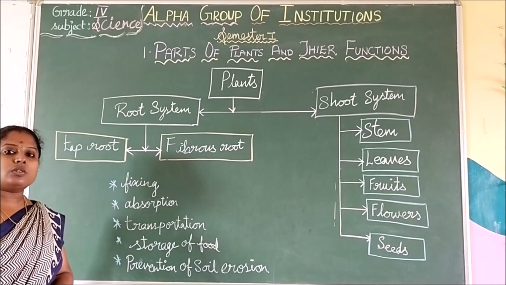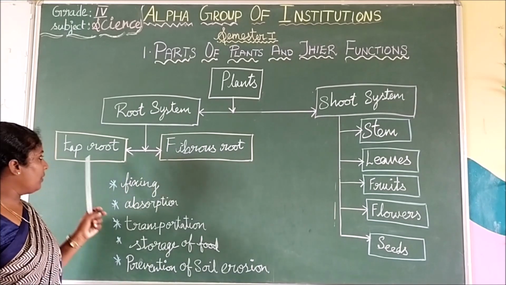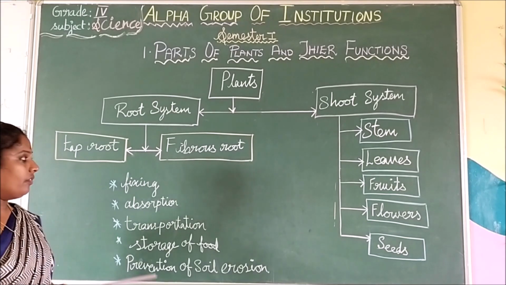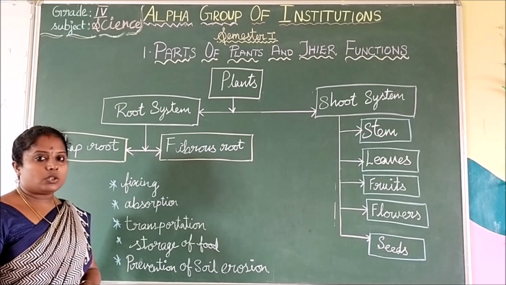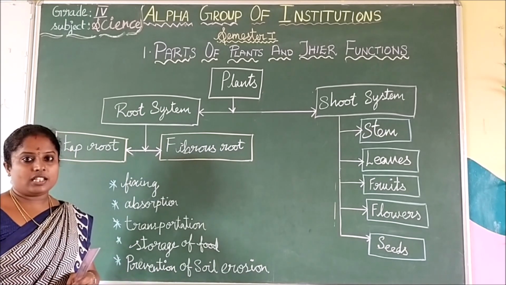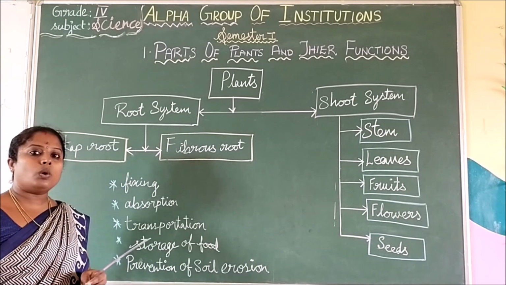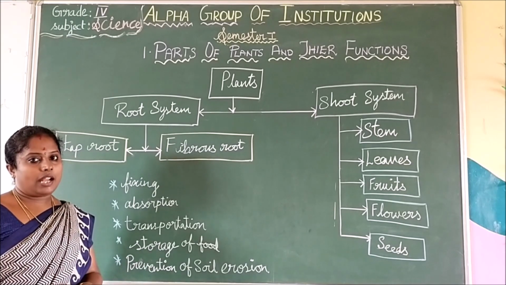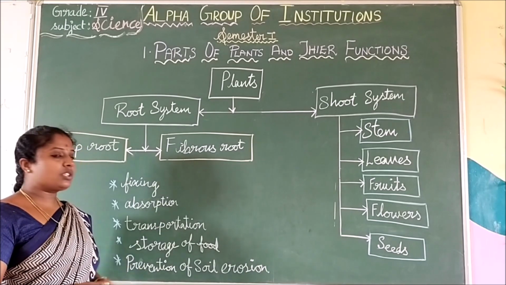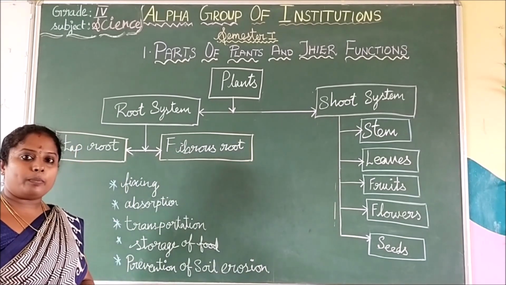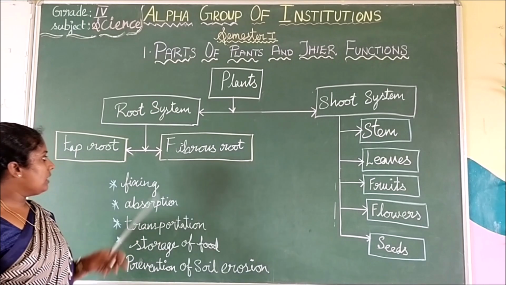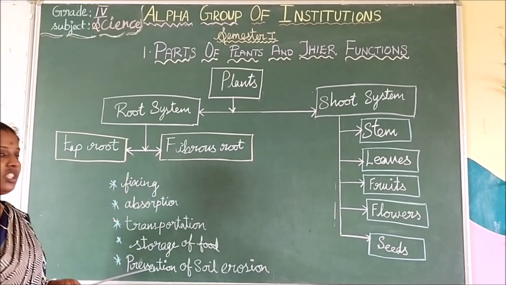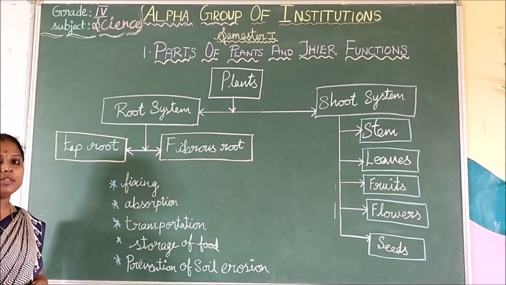What about fibrous root? When compared to the taproots, the fibrous roots will be very thin. So it cannot fix firmly in the sand. It will not grow wider in the sand. It will grow on the upper layer of the sand. So the examples of fibrous root are grass, coconut plant. Okay. So these are the types of root system.